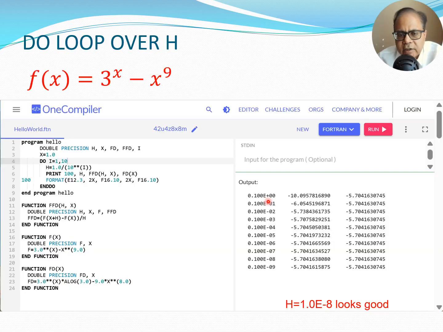Let's do that, and here you see the values of h are given here and the values of the derivative are given here. And you can clearly see that as the values of h become lower, the derivative becomes better. Value of h around 1e-8 looks pretty good. And also you see if the value of h is not very small, like 0.1, then the derivative prediction is pretty bad in terms of the forward finite difference formula.